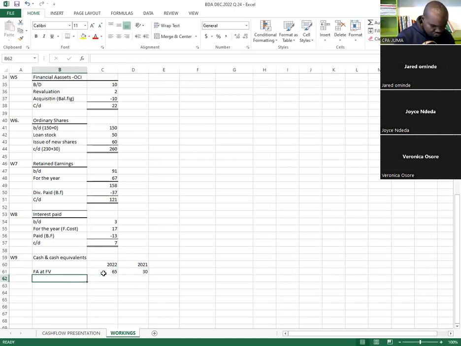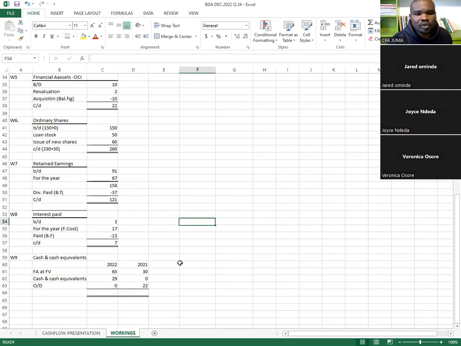Then cash and cash equivalents, which we have been given, is 29. Then we have 0. Bank overdraft is a negative cash equivalent. This is just a working OD. So this overdraft is 0. Okay. Then this is 22. Correct. So those are the cash equivalents.